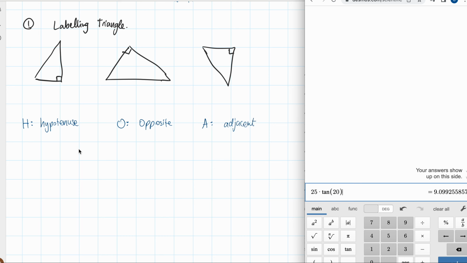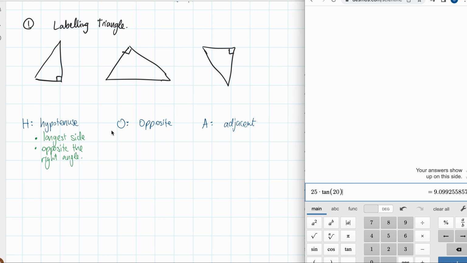Now, we remember from the Pythagoras video that the hypotenuse is the longest side, and it's always opposite the right angle. Now, the opposite and the adjacent sides are going to be new if you've never done trigonometry before, and it's always talking to the angle, okay, the angle theta.